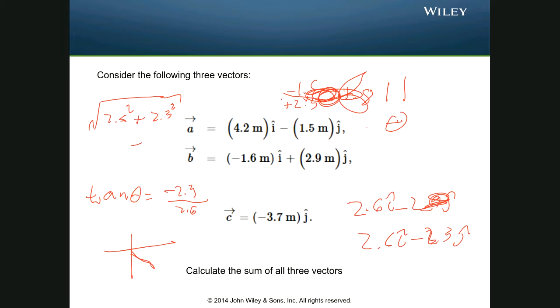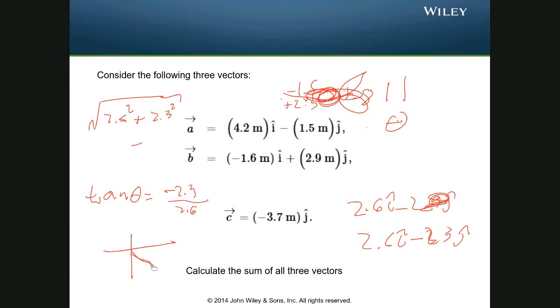Negative 41.5 sounds right. What do I mean by sounds right? If these were the same number, the angle would be 45 degrees, right? You should be aware of that. So 2.3 and 2.6 are close, and the minus sign again tells us that we're going to be in this quadrant. So negative 41.5, like I said, sounds right.